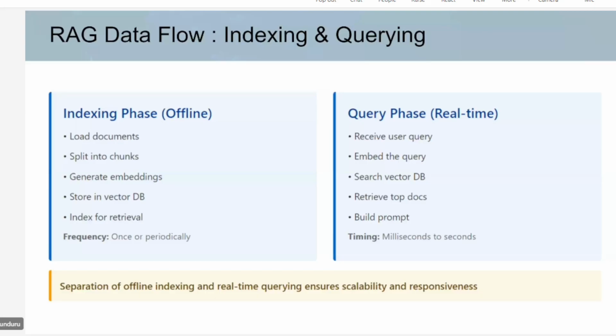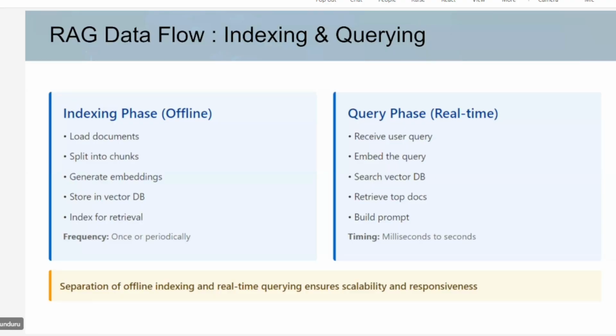The RAG data flow is indexing and querying. So there are two flows. One we discussed, which is storing the data into vector data stores, and the second is querying and retrieving.